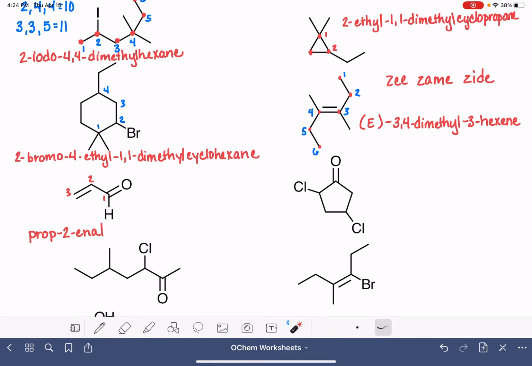Remember that we don't say the location of the aldehyde because it has to be on carbon number 1. By definition, that's what it means to be an aldehyde, to have the carbonyl group on carbon number 1. So this is prop-2-en-al, or you could call it 2-propenal.